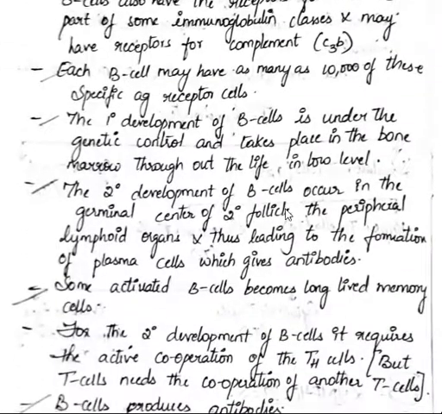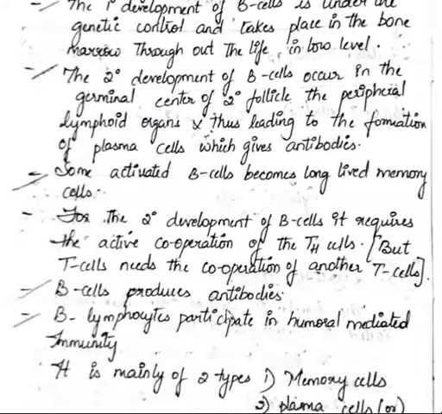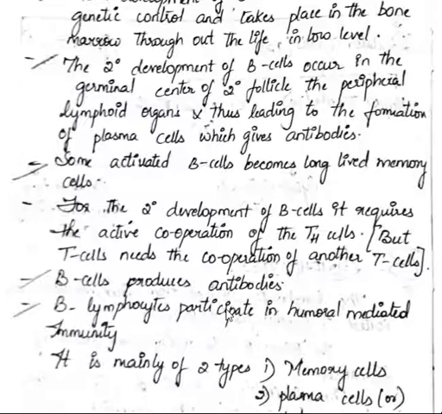The secondary development of B cells occurs in the germinal center of the secondary follicle. In the secondary lymphoid organs, we have seen the primary follicle, secondary follicle, all these things, and there you can have the clarification of what these secondary follicles are. These secondary follicles give the development of B cells, leading to the formation of plasma cells, which further give rise to the antibodies. Some activated B cells become long-lived memory cells also. So we are going to discuss the different types of B lymphocytes now.